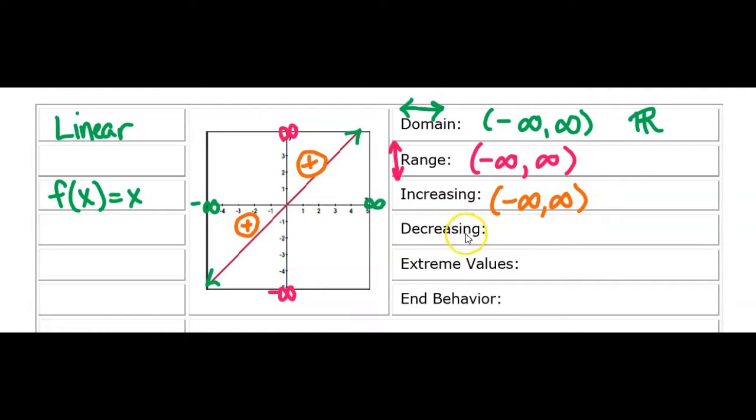When we look at decreasing, we can see that this line is strictly increasing. So for decreasing, you can just put none. And extreme values, do we have any maximum or minimum y value? For this graph, since the graph goes up forever and down forever, I would say none. In our end behavior of this graph, the left end is pointing down to negative infinity. The left end is going down, and the right end is pointing up. So it is a down up for the end behavior. And again, we'll get into the better notation for that later.